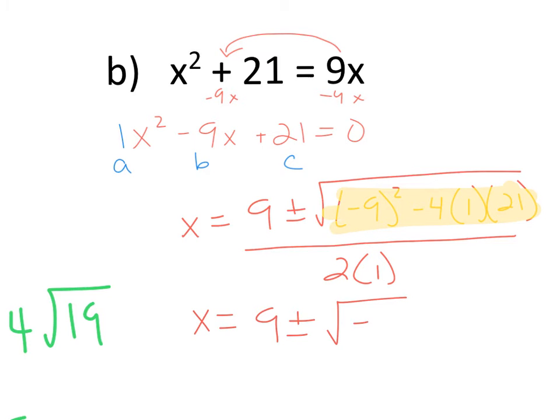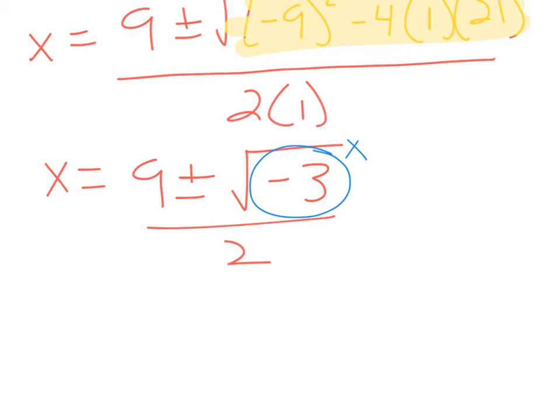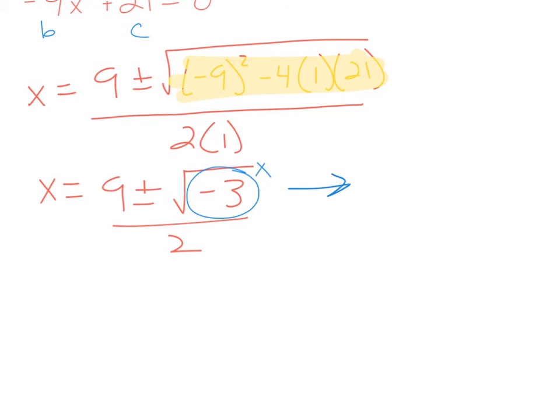I got the square root of negative 3 divided by 2. Now, you cannot have the square root of a negative number. This is a big no-no. Type it in your calculator. It'll give you either an error message or domain error message. You're not going to get an answer, okay? Anytime you have a negative inside of a square root, you can't get an answer. It's going to be a no solution.